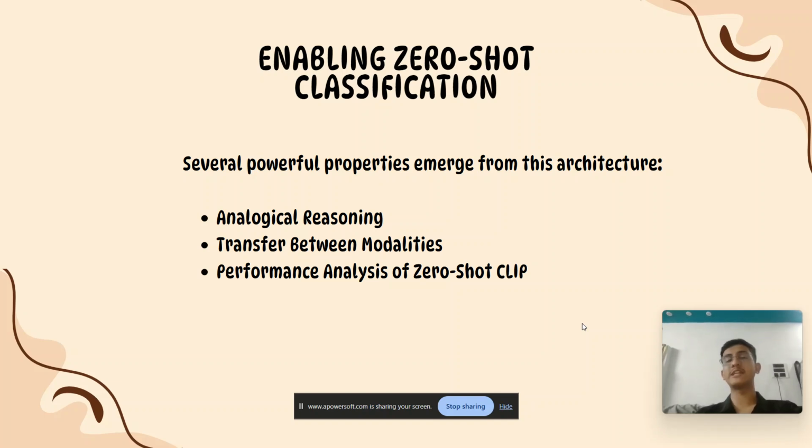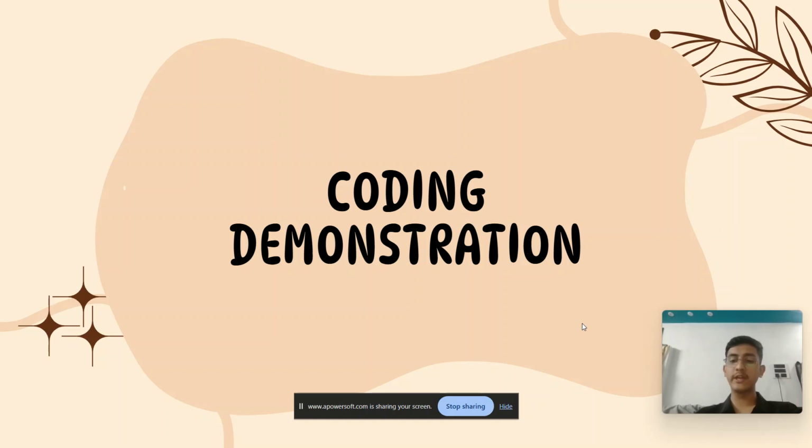Then there are various properties that CLIP also provides. The first one is analogical reasoning. The second is transfer between modalities, and then we also discuss how powerful zero-shot CLIP is against all other models. This we will see in a bit. So let's move on to the coding demonstration and do the performance analysis of CLIP.